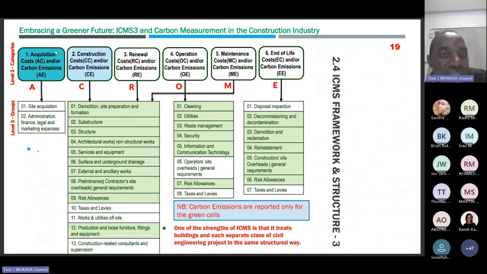Now look at the way they have arranged it under the categories. This is an acronym called ACROM, and that is life cycle: acquisition, construction, renewal, operation, maintenance, end of life. So those of you who are used to life cycle costing, this is very familiar. So look at the groups. These are almost like the elements. When you look at construction, we start with demolition and site preparation. Then we go to the substructure.